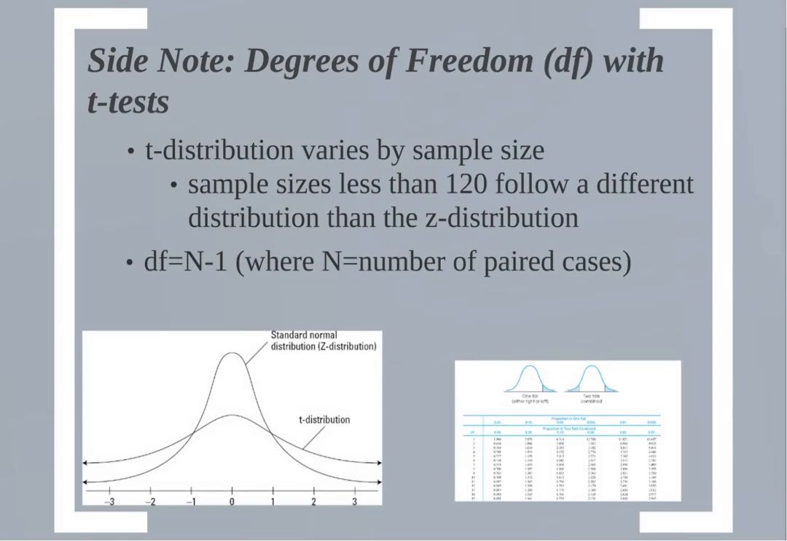Degrees of freedom is calculated by n minus 1. In this case, for the paired sample, it's the number of paired cases, not the total number of measures. We have 15 cases measured twice. It's not 30, it's 15, because we only have 15 cases. So we have 15 minus 1, and our degrees of freedom is 14.